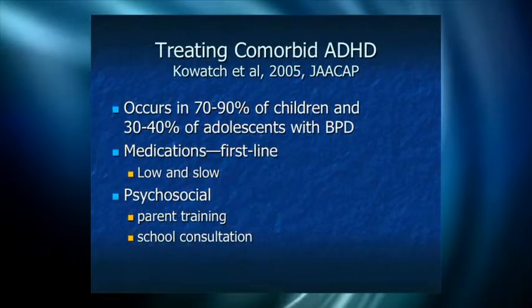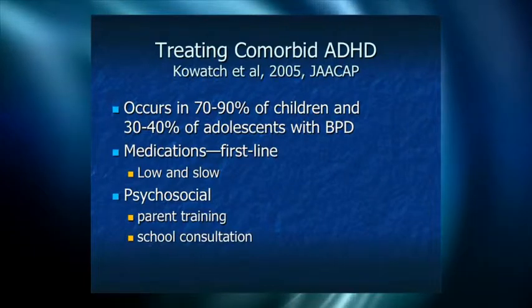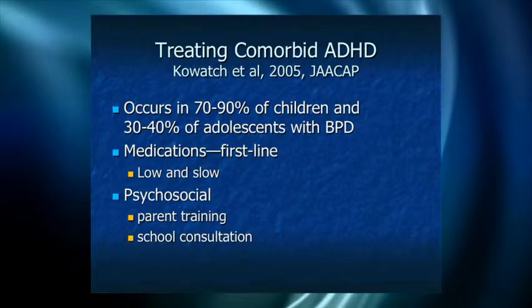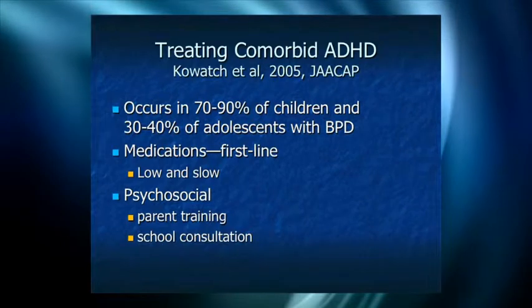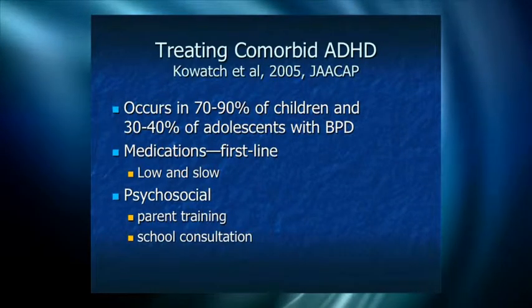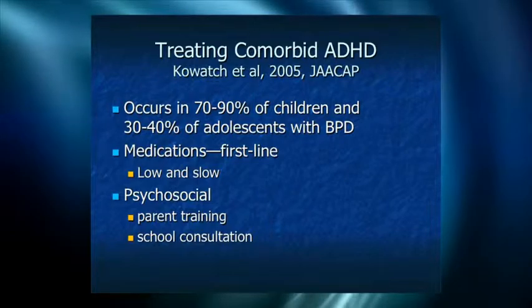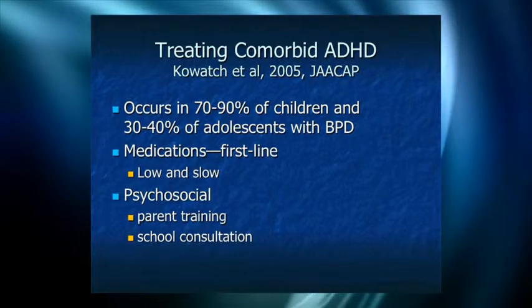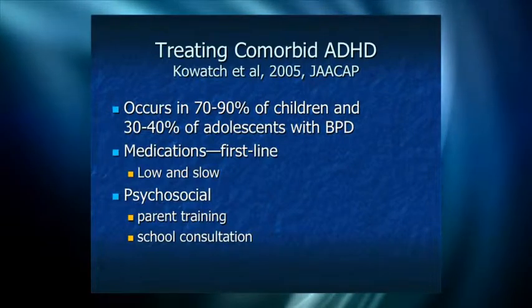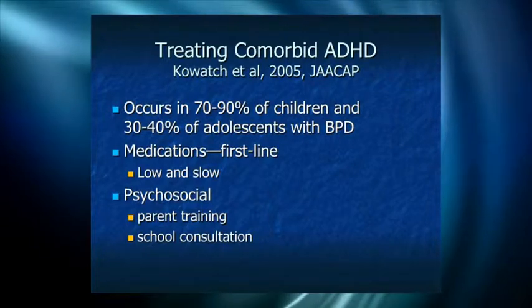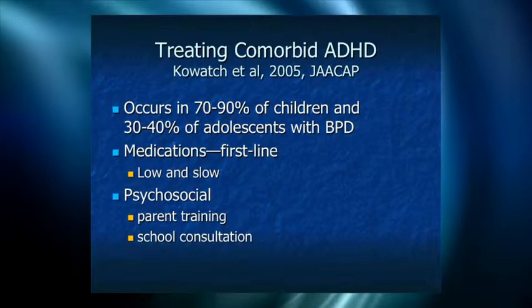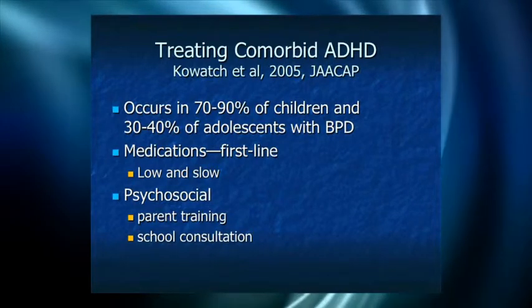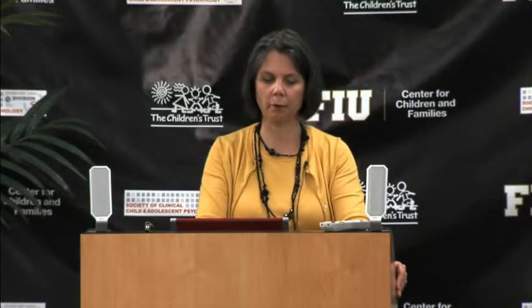What do we know about treating comorbid ADHD? This is highly comorbid with bipolar disorder. Most of our younger kids, 12 and unders, also have ADHD, and a sizable minority of adolescent onset bipolar disorder also has ADHD. Medications are the first-line treatment, but you go low and slow, and you always augment with psychosocial interventions. So parent training, school consultation, all of that good stuff that we do with ADHD. So you absolutely want to have that part in place too.